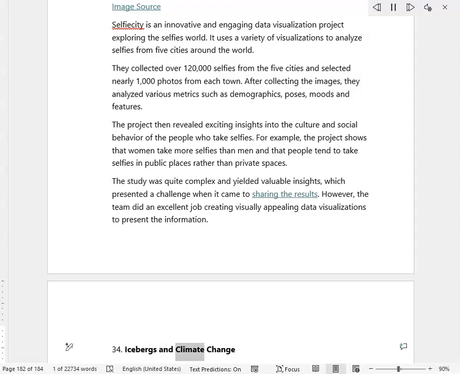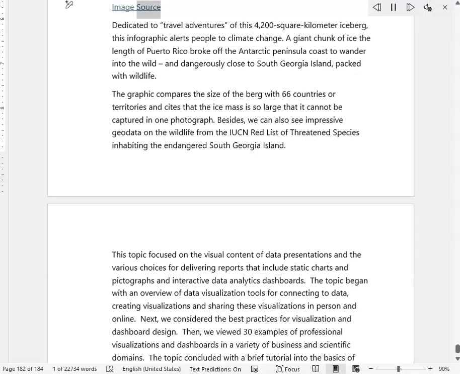34. Icebergs and climate change. Image source. Dedicated to travel adventures of this 4,200 square kilometer iceberg, this infographic alerts people to climate change. A giant chunk of ice the length of Puerto Rico broke off the Antarctic Peninsula coast to wander into the wild, and dangerously close to South Georgia Island, packed with wildlife. The graphic compares the size of the berg with 66 countries or territories and cites that the ice mass is so large that it cannot be captured in one photograph.